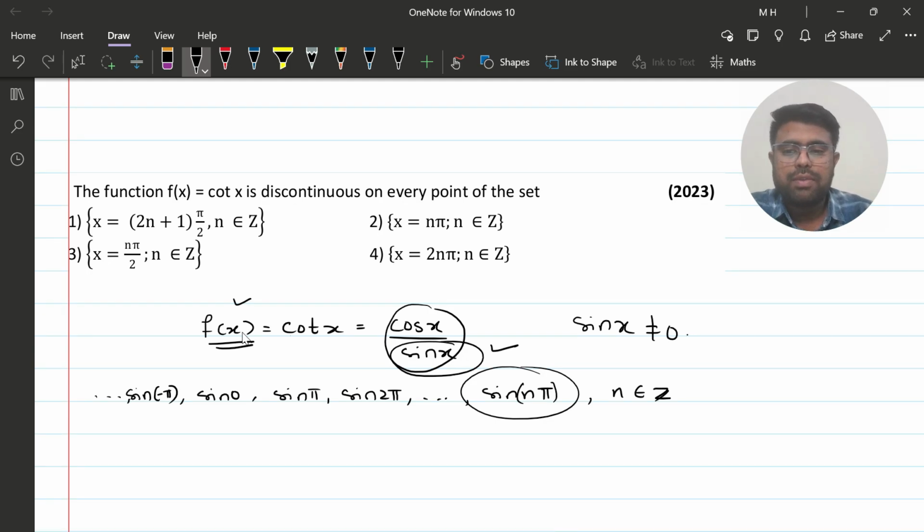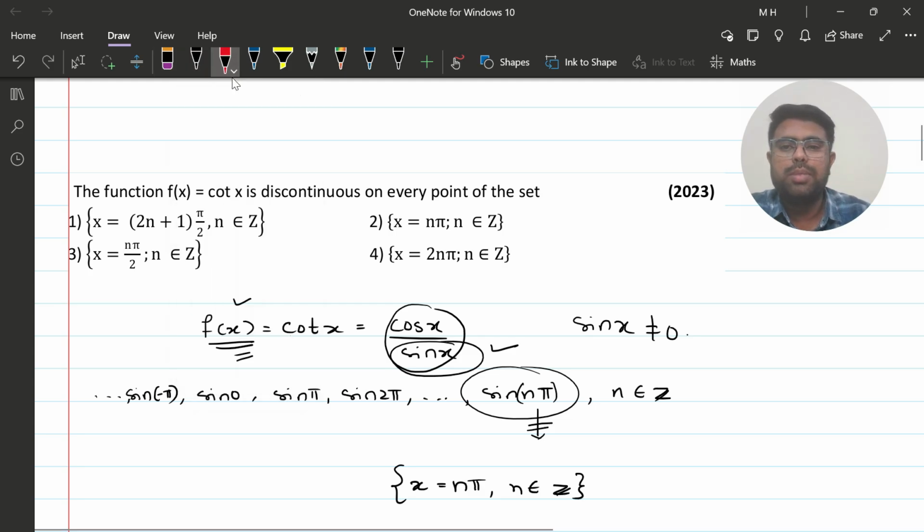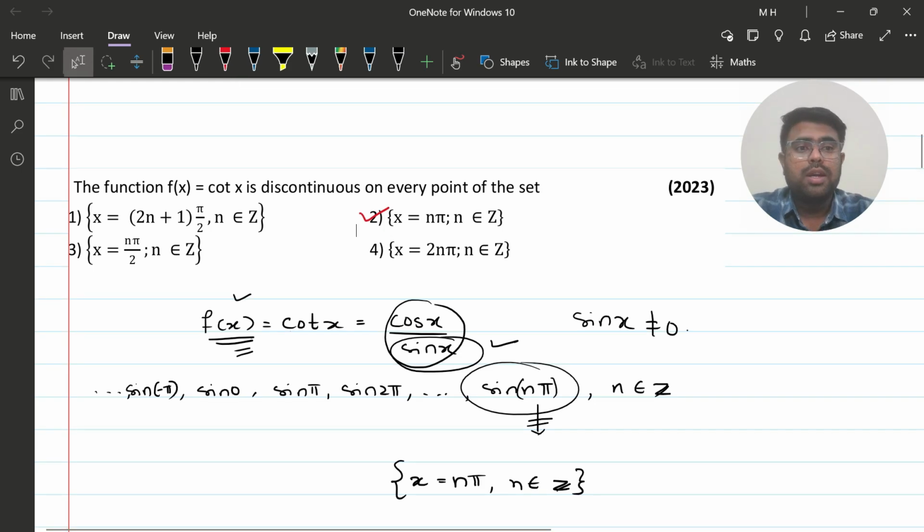So therefore, since f of x is not defined at these particular points, we can say that f of x is discontinuous in all those x which is equal to what? N pi where n belongs to Z. So therefore it must be the option B, that is option 2. At n pi it is going to be 0, and not defined, so therefore it is going to be discontinuous.